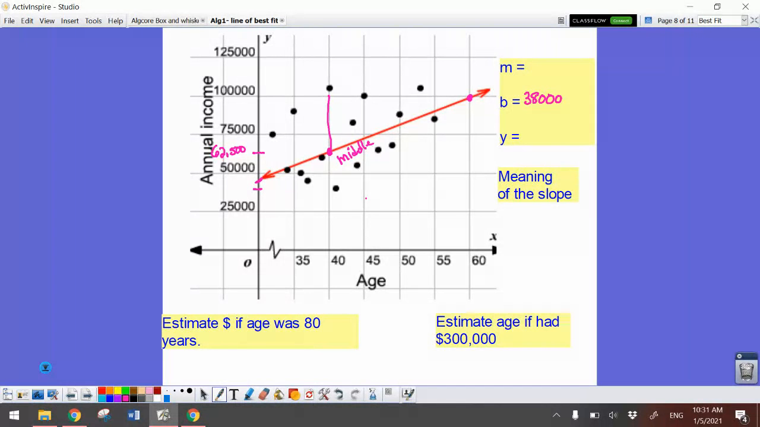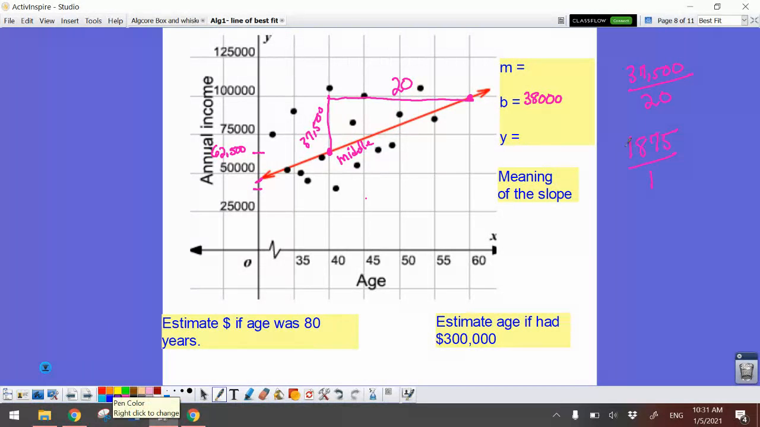minus 62,500 gives me 37,500. And I'm going to go from 40 to 60. So that's a range of 20. So my slope so far is 37.5 over 20. So let's divide that. 37.5 divided by 20 gives me 1875 over 1.